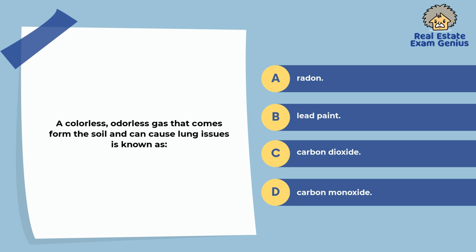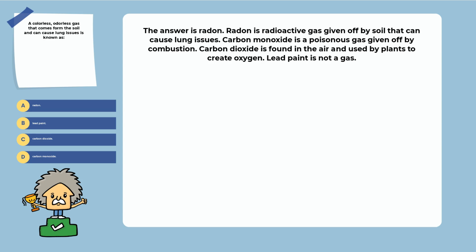A colorless, odorless gas that comes from the soil and can cause lung issues is known as radon, lead paint, carbon dioxide, carbon monoxide. The answer is radon. Radon is a radioactive gas given off by soil that can cause lung issues.